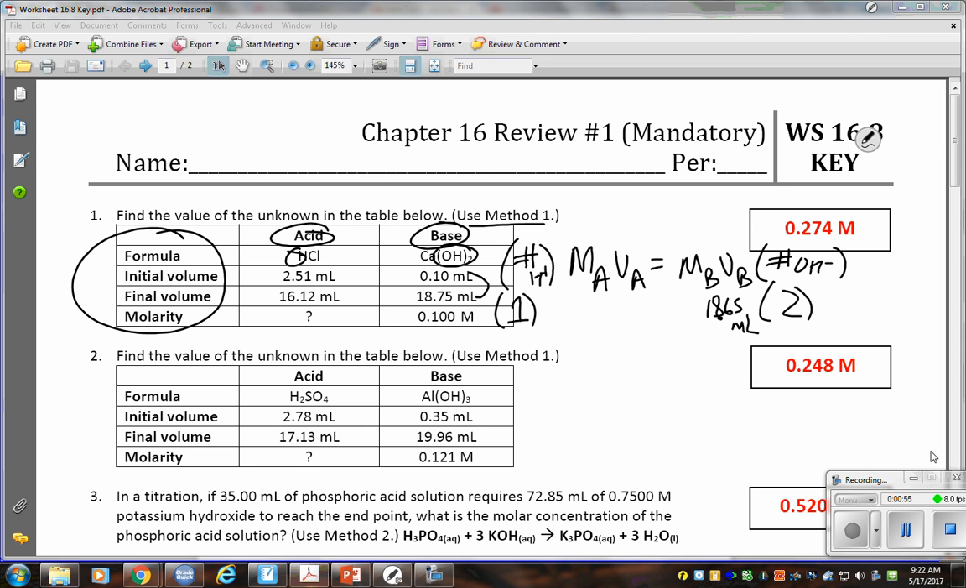If I look at my molarity of my base, it's given to me in the table, it's going to be 0.1, goes right there, equals, and then I'm going to figure out my volume of my acid. So I'm going to do 16.12 minus 2.51. Ultimately, I get 13.61, and I just pop an X there. So on this side of the equation, the molarity of the base, 0.1 times 18.65 times 2, equals 1 times 13.61. You divide on the other side, and you solve for the molarity of the acid. Now, that's the first one.